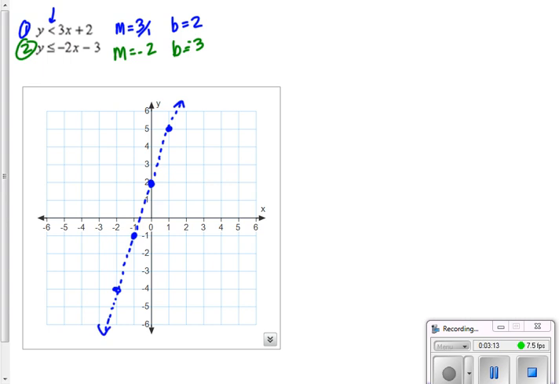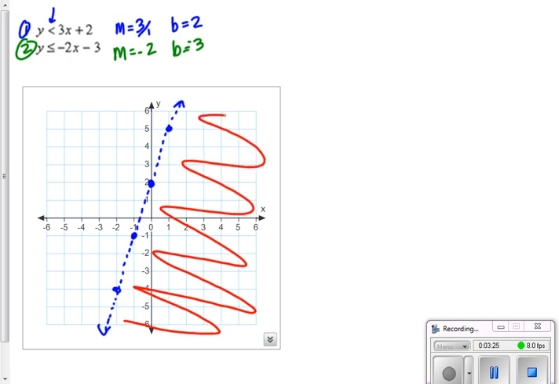Next, I need to go ahead and shade. That is a less than sign. Less than sign means I would shade below the line. And remember, you're lightly going to shade. So this would be the lightly shaded area for that inequality. Next, go ahead and graph the second one that's in slope-intercept form. And we have b is -3. So I'll plot my intercept first.